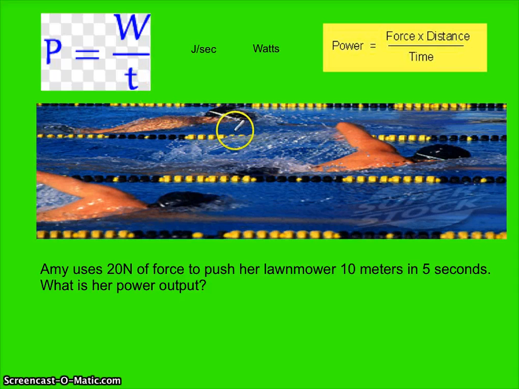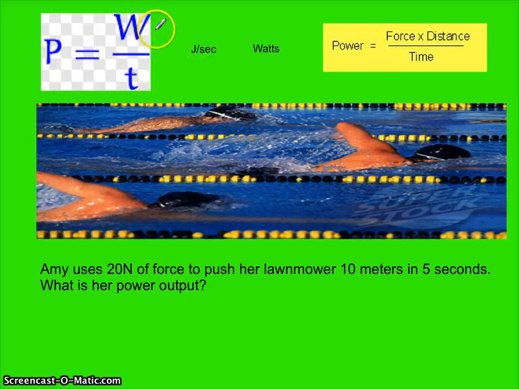Let's take a look at these swimmers down here. All of these swimmers are doing basically the same amount of work. They're going from one place to the next, and the one that does it in the least amount of time is the one that will actually have the most power. So it's similar to your concept of power as strength, because you do have to utilize your power in order to get things completed in a certain amount of time.